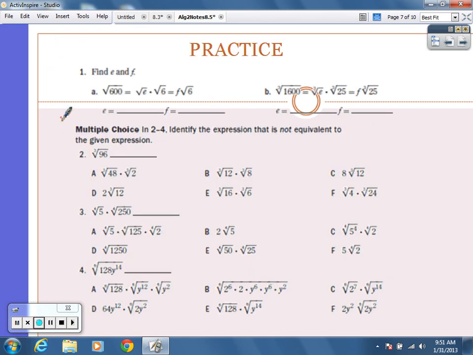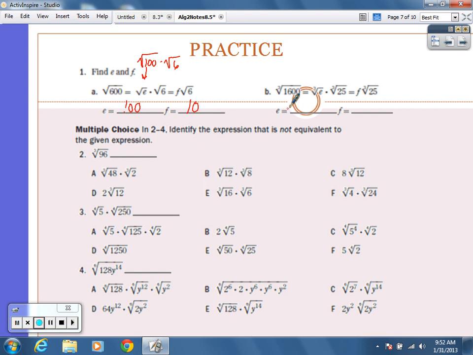We're going to look at some more of these. Find E and F. Okay, so I got the square root of 600. What am I going to break this down to that's smaller? Well, what times 6 is 600? E has to be 100, because I'm going to change it to the square root of 100 times the square root of 6. And what is the square root of 100? That's going to be 10 root 6.